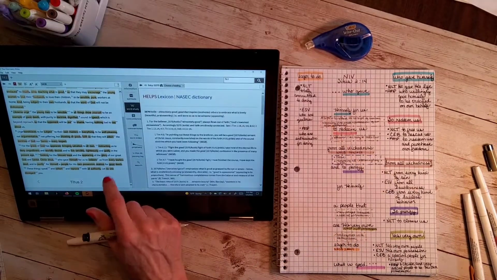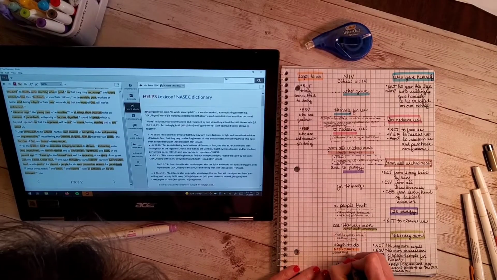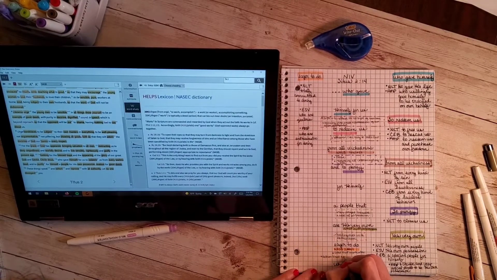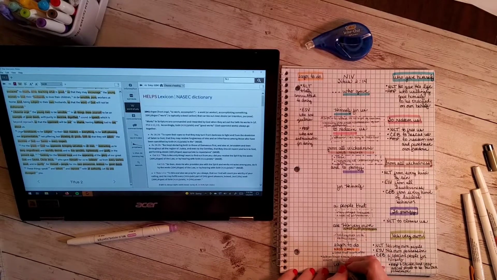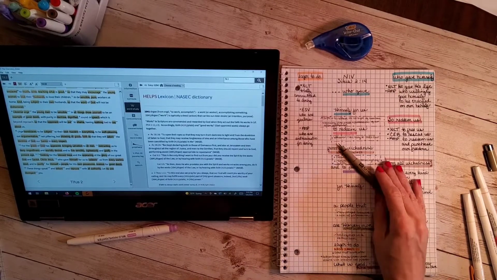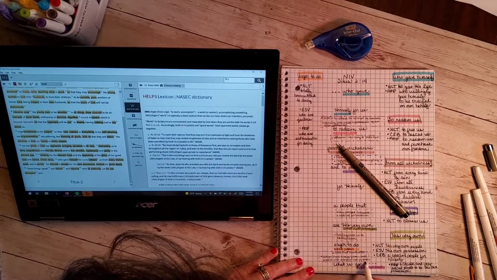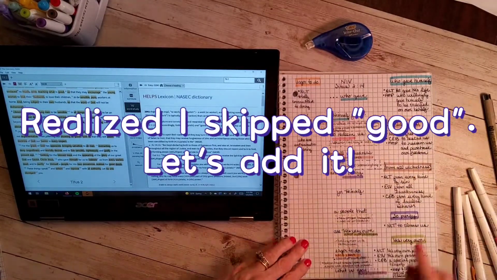And at this point, I realized that I didn't do the word good. The NASB says good deeds, and it's good that motivates, action that comes from inner desire with intention and purpose. And then I'm going to come back in and do my doodle with that kind of pinky purple pen. So now we're going to go back. Yeah, I skipped it. We're going to add it now.